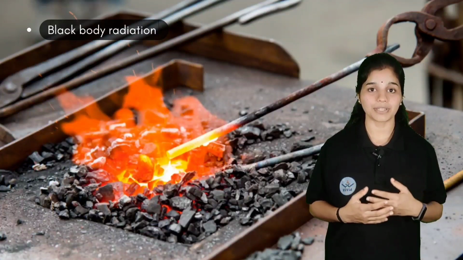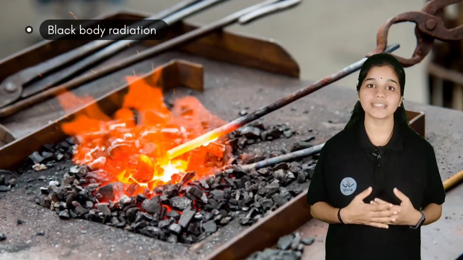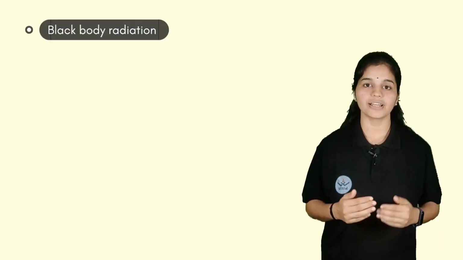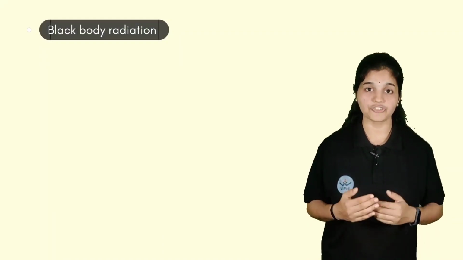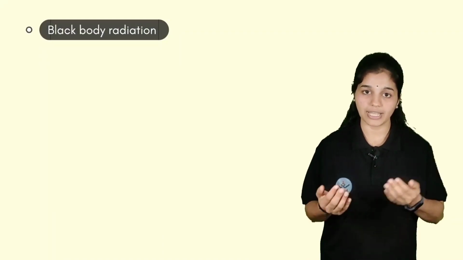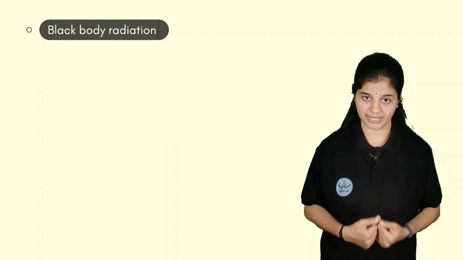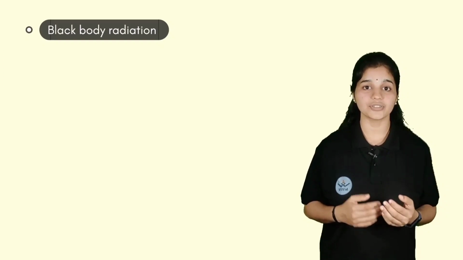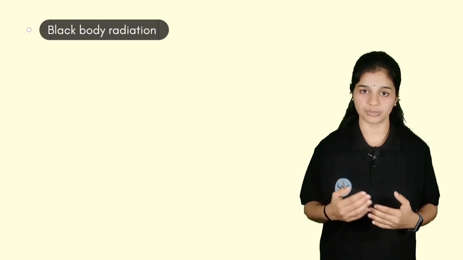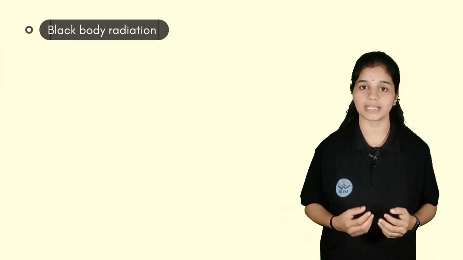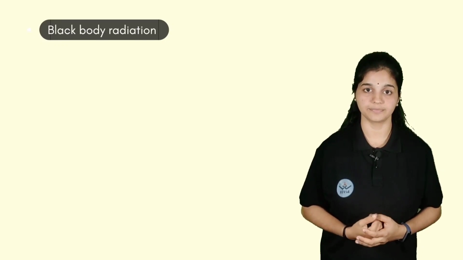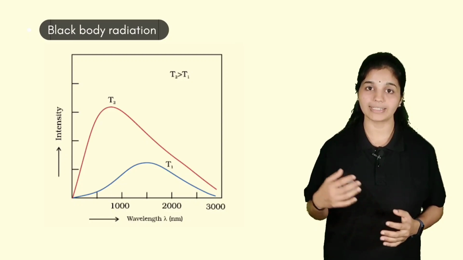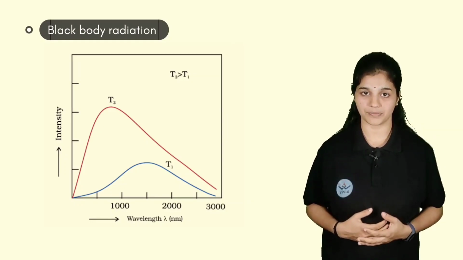So, as the temperature increases, the frequency of the radiation that is emitted will increase. If we consider an ideal body which emits all types of radiation and absorbs all types of radiation, it is named a black body. And the radiation that is emitted or given out by a black body is termed black body radiation. The intensity versus frequency curve for a black body depends on the temperature.